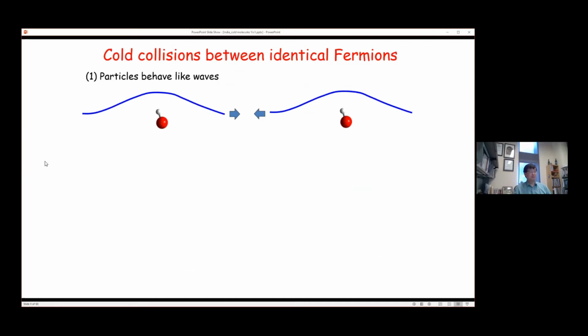So let me just give you a quick teaser about collisions between identical fermions. You have learned about all this in classical quantum mechanics books. The first thing we know, particles are like waves. When the temperature is sufficiently low, you have to use de Broglie waves to describe their motion. Angular momentum, when I say angular momentum here, I'm talking about angular momentum between the two particles. Okay, it's not angular momentum within the molecule.